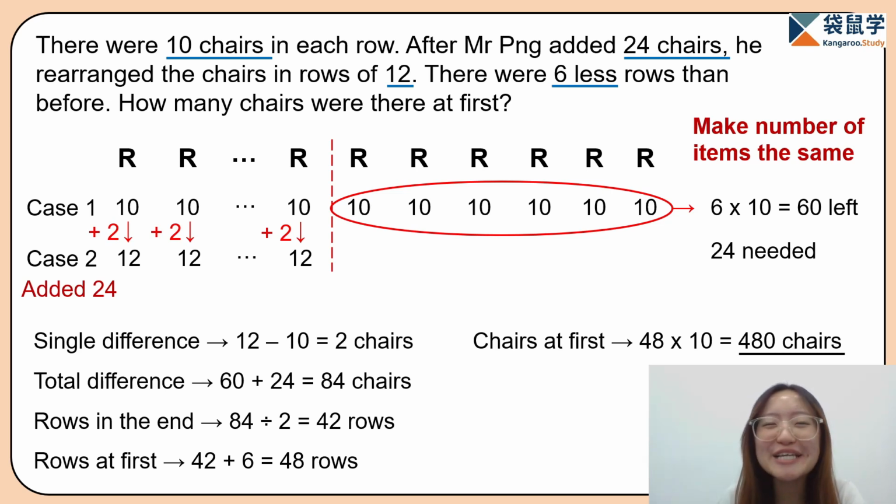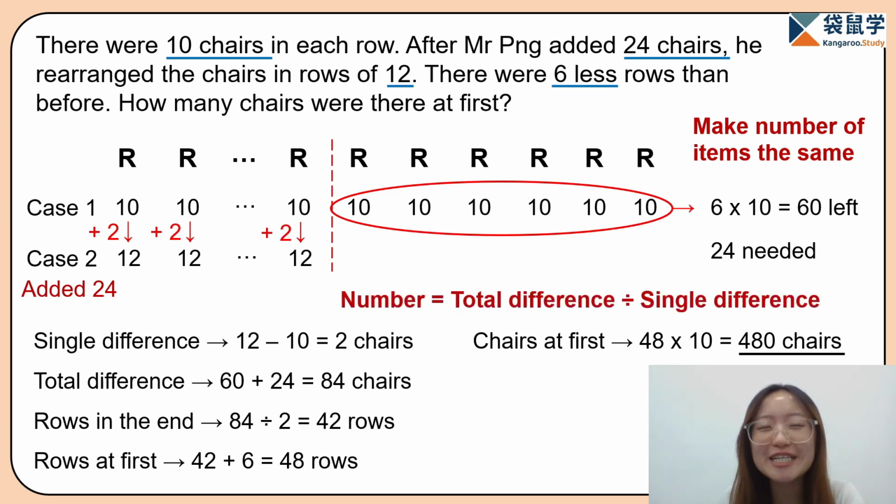So remember, this was a transformed excess and shortage problem, which means that at first it wasn't an excess and shortage problem, but after we made the number of items the same, it became an excess and shortage problem. And then we were able to apply the formula of number equals total difference divided by single difference. Now there is also another way that we can do this question.